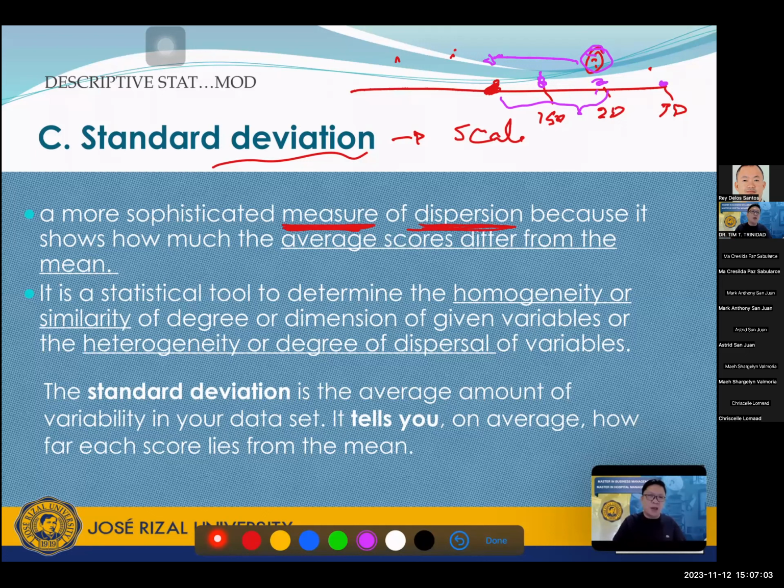Okay, so standard deviation is a statistical tool to determine the homogeneity or the similarity of degree or dimension of given variables. Okay, or even the heterogeneity or the degree of dispersal of variables. So both ways, you can vividly or exactly determine the distance or how different you are from most of the population. So standard deviation is the average amount of variability in your data set, and it tells you the average. So this is the computation.